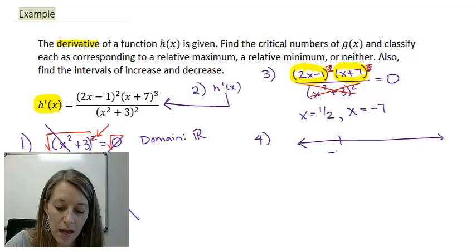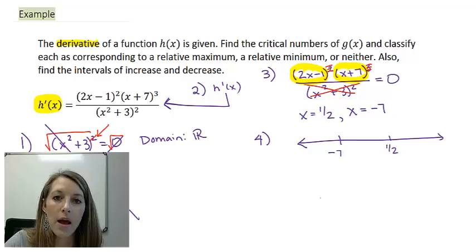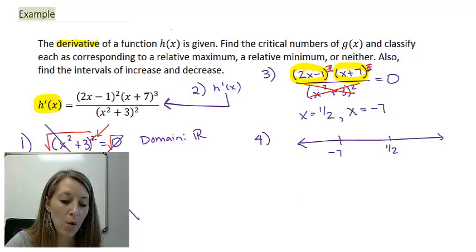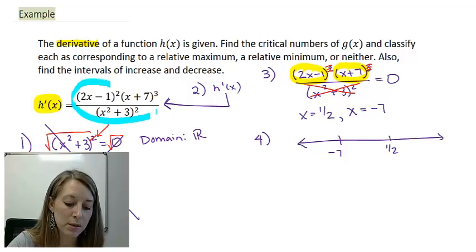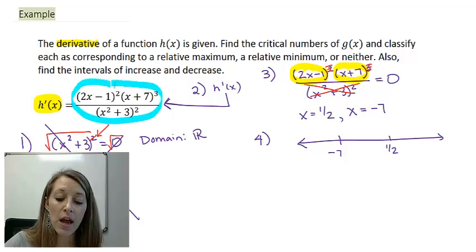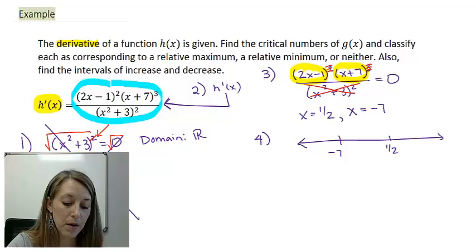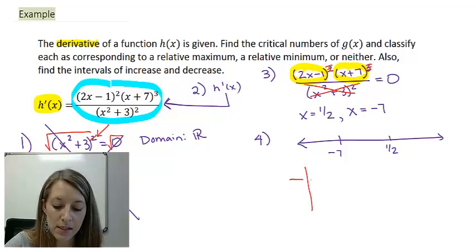So I have negative 7 and 1/2, and I need to test points in between those numbers to plug them in to see whether I have positive or negative. Well, another wonderful thing about this being done for us is that it's already in factored form for us. So let's test something less than negative 7, like negative 8.